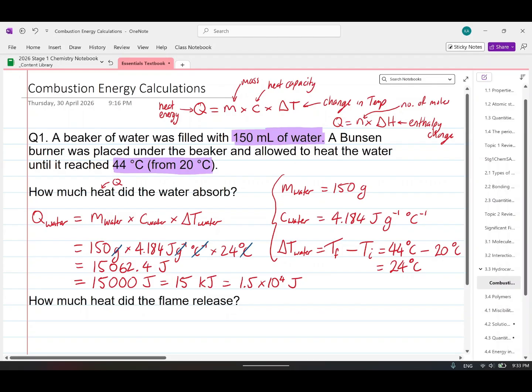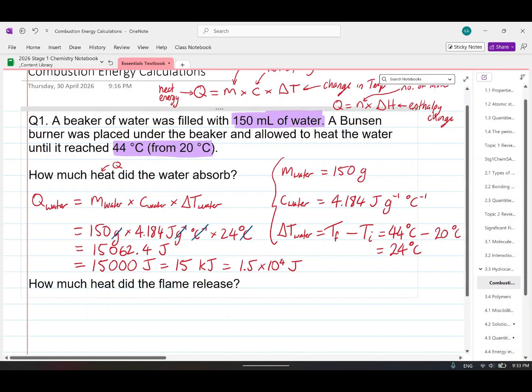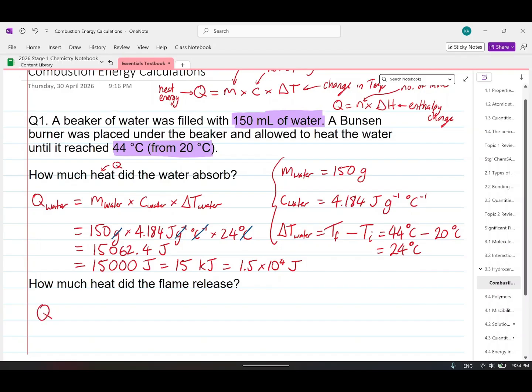Now we've done this a little bit, and the final question is, how much heat did the flame release? We know how much heat the water absorbed. Without giving any extra information, we are going to assume that the Q of the water, the amount of heat absorbed by the water, is going to be equal to the negative of the Q of the flame.